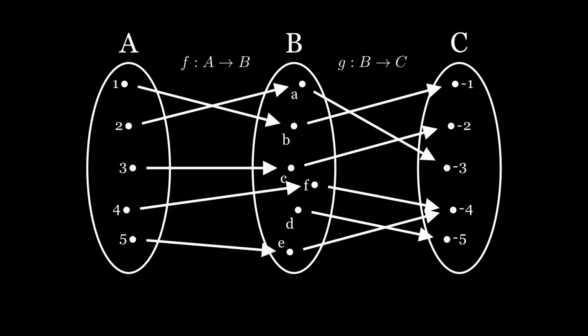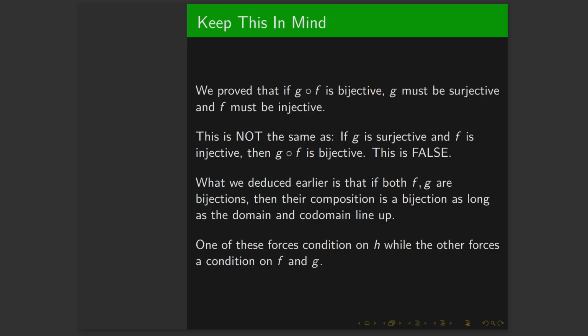This is very, very important, okay? Just because G composed F is bijective and we showed that G must be surjective and F must be injective, this is not the same as saying that if G is surjective and F is injective, then the composition is bijective. This is not reversible. This implication only goes in one direction. This is not an if and only if.